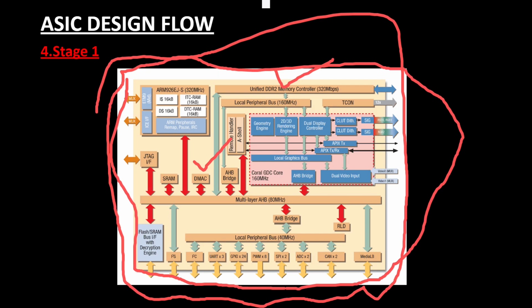After the architect designs this, there will be stage two: digital design. Digital design, in the sense, we have to write the code for each and every block of this architecture separately, and we have to integrate all those things, and we have to use some of the interfaces and all this stuff.